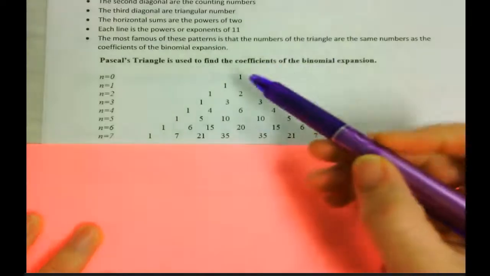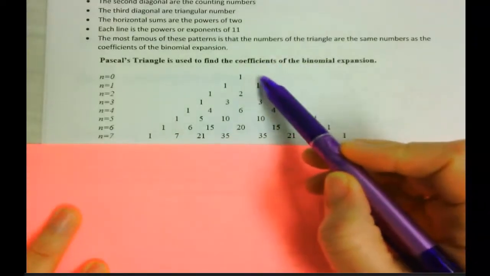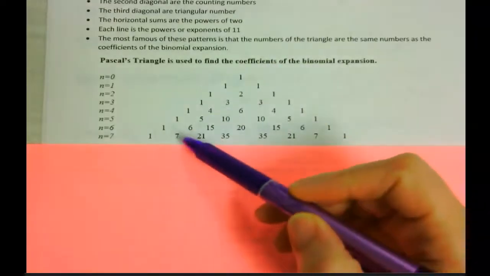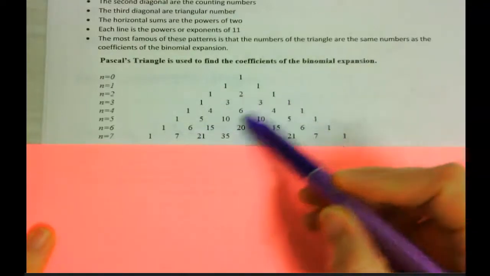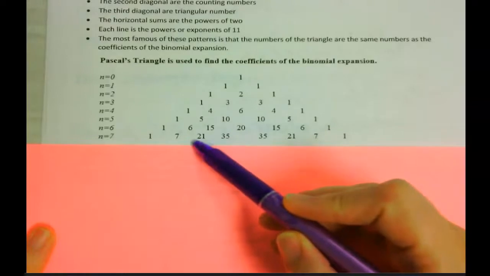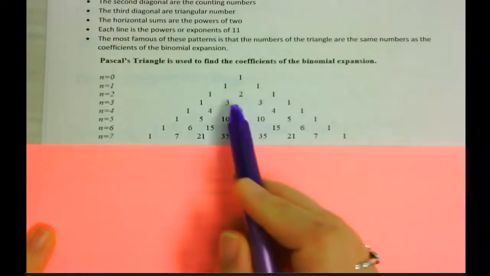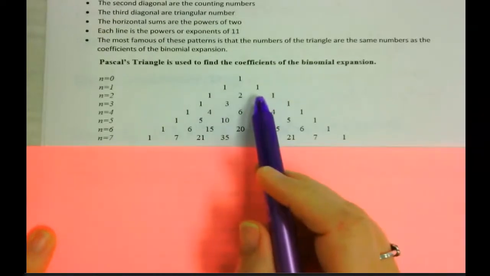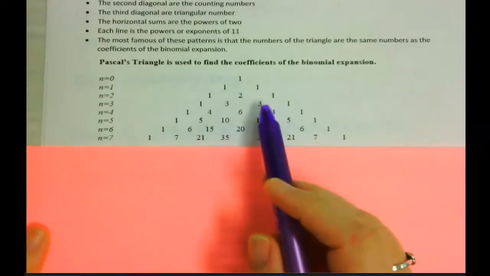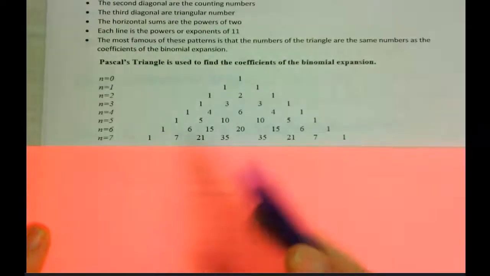Some of the patterns he noticed: he looked down this diagonal right here, and those are counting numbers, 1, 2, 3, 4, 5, 6, 7. He looked down this diagonal right here and realized those were triangular numbers. When he looked across, the horizontal sums are powers of 2, and each line is the powers, or exponents, of 11.